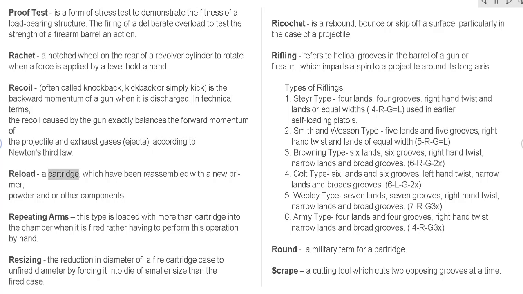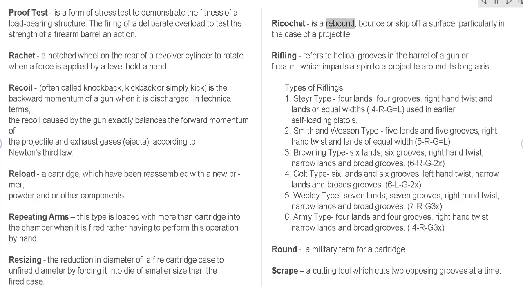Reload, a cartridge which has been reassembled with a new primer, powder and/or other components. Repeating arms, this type loads more than one cartridge into the chamber when fired, rather than having to perform this operation by hand. Resizing, the reduction in diameter of a fired cartridge case to unfired diameter by forcing it into a die of smaller size than the fired case.